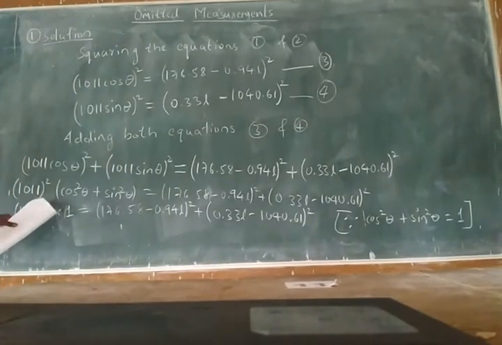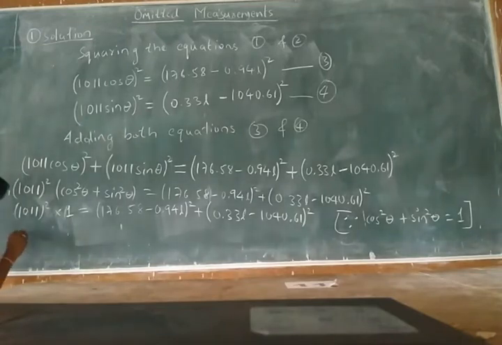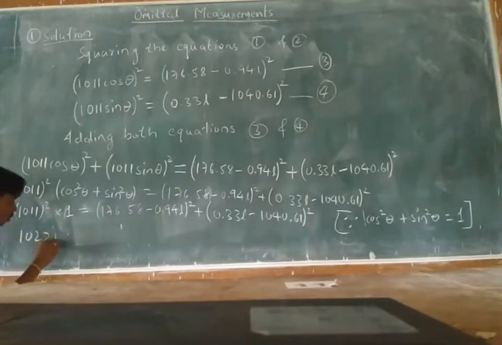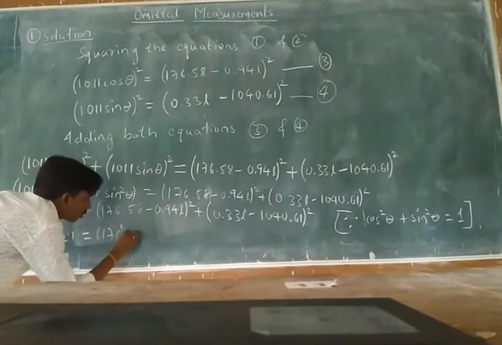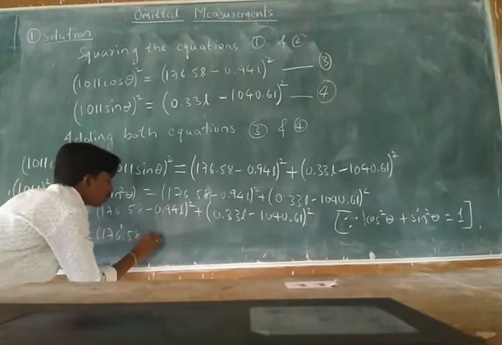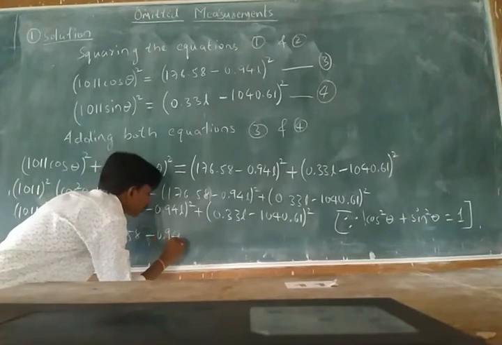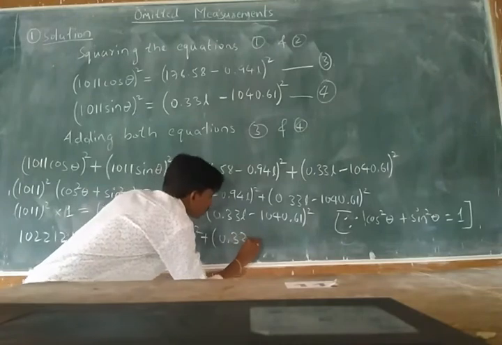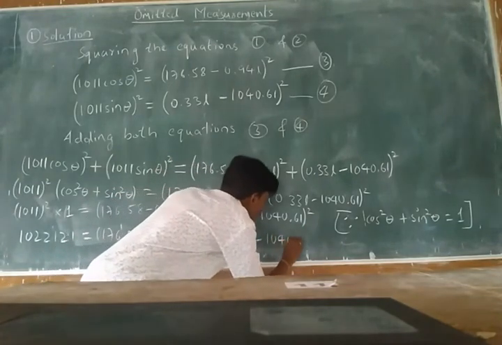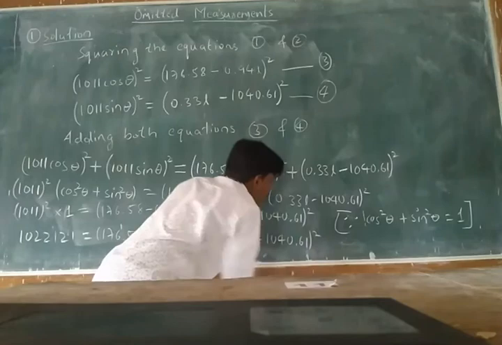So 1011 whole square into 1 means 1011 whole square only. So write the value of 1011 whole square. So that is 1022121. Now write it as it is. 176.58 next minus 0.94 L whole square plus of 0.33 L minus 1040.61 whole square.